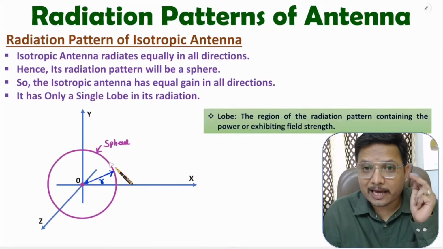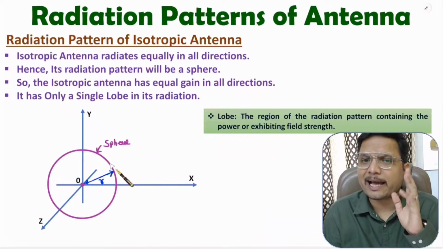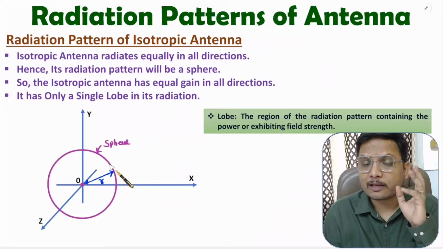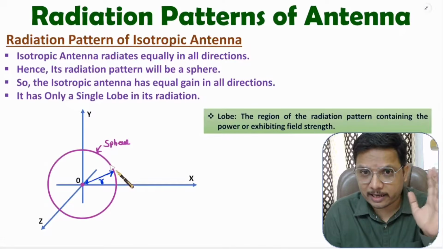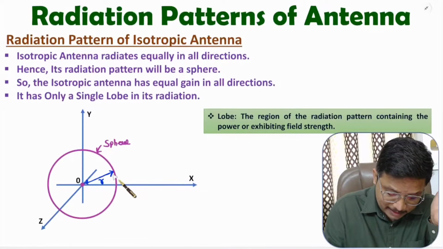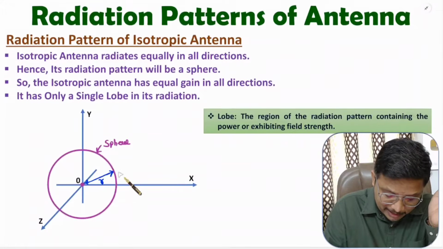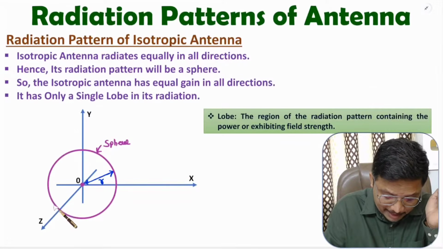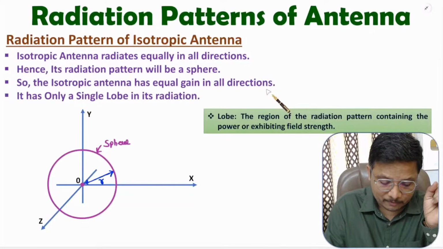So if you measure gain of isotropic antenna in any direction, then gain will be the same in all directions, right? The reason is it is radiating equally in all the directions. So if you measure gain at any point, if you measure gain over here, if you measure gain over here, then that will be equal in all the directions, right?